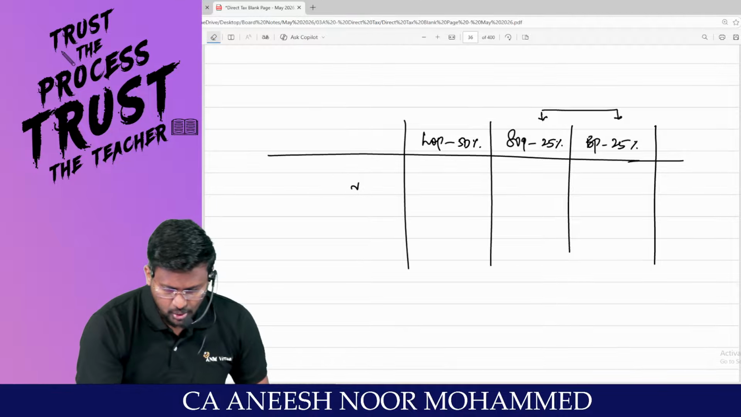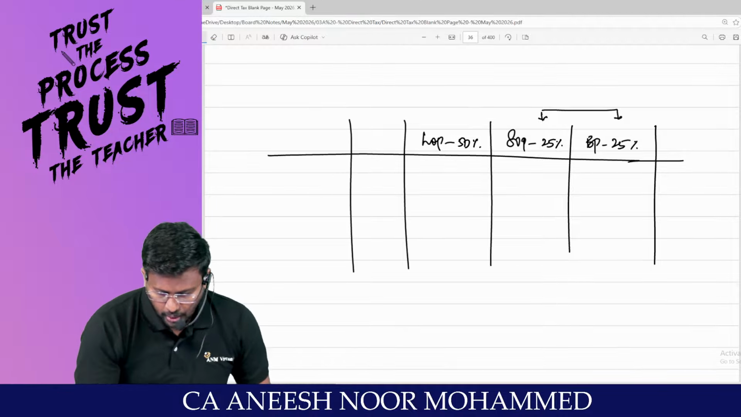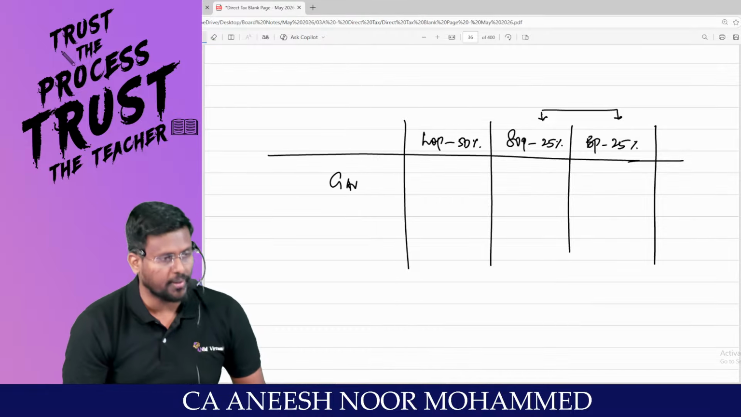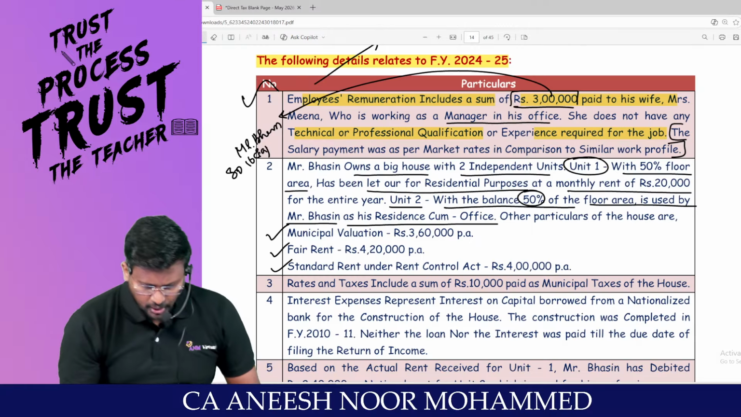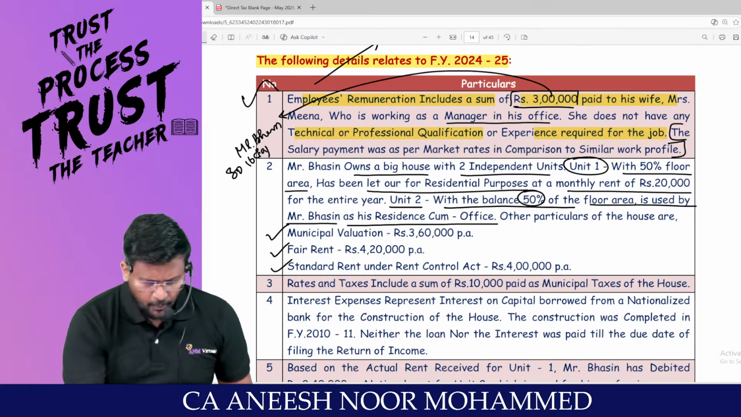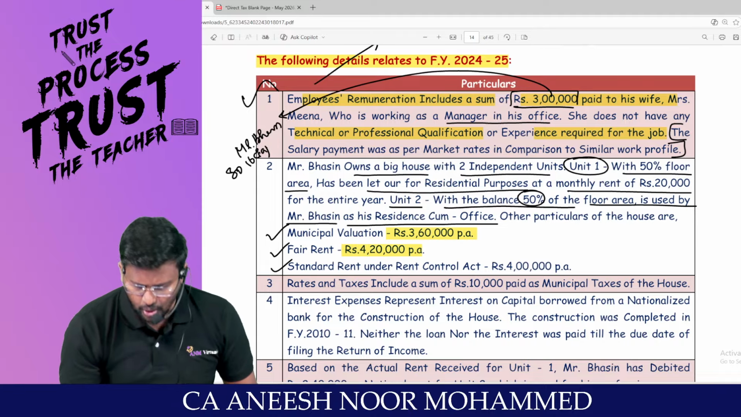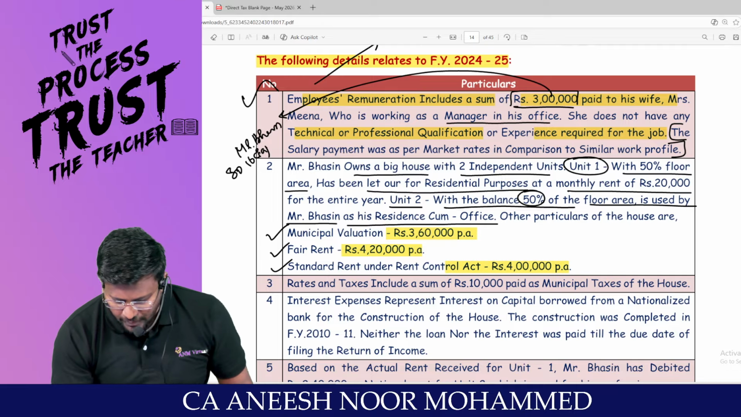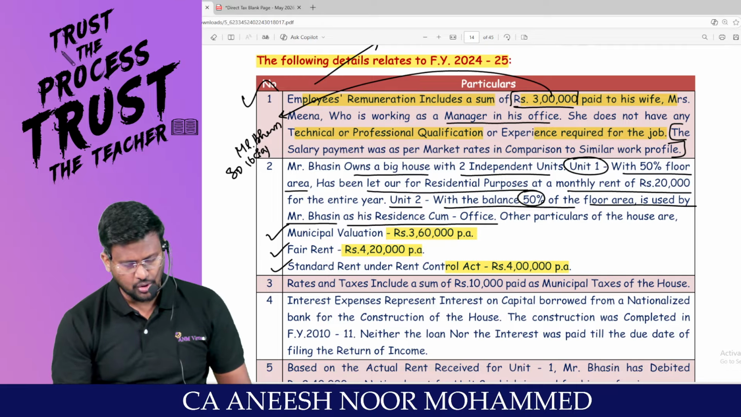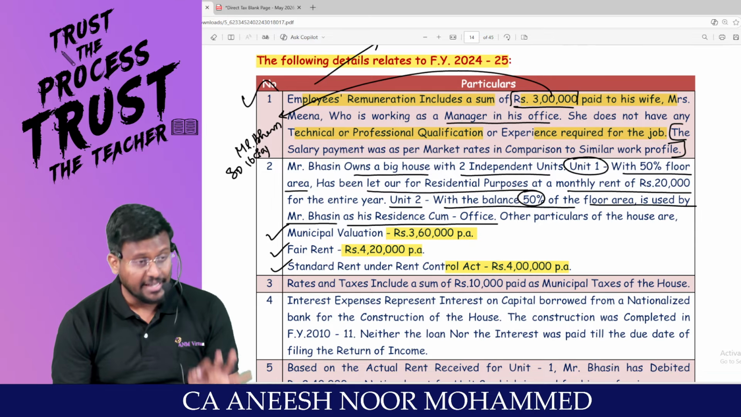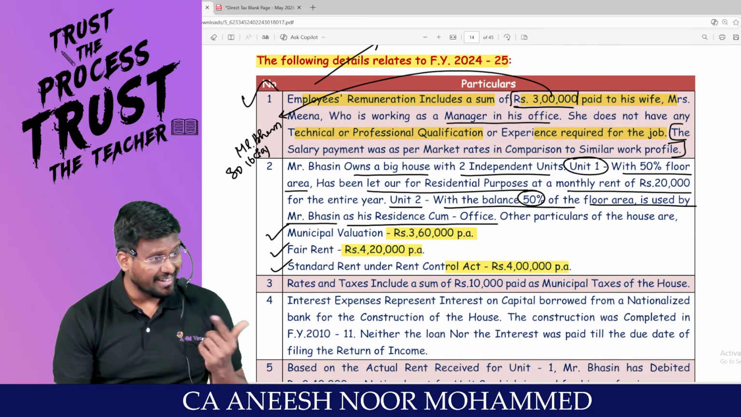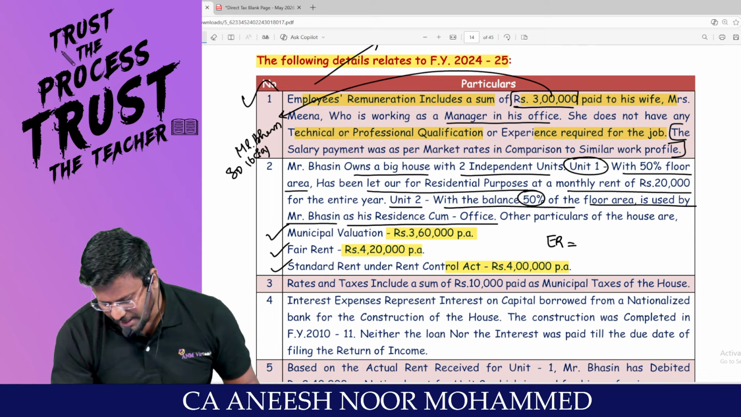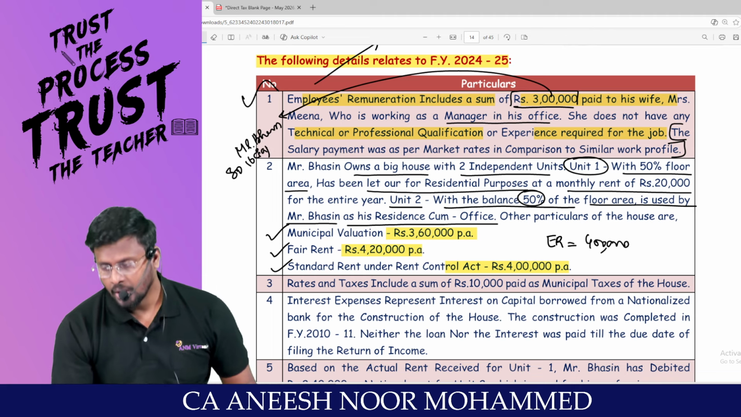So my dear lovable students, better to put a total column here. No, not required. Gross annual value itself will start. Gross annual value: fair rent or municipal value, whichever is higher. You tell me, 4,20,000 or 3,60,000? 4,20,000. Or standard rent, whichever is lower, 4 lakh. So 4 lakh is the expected rent.